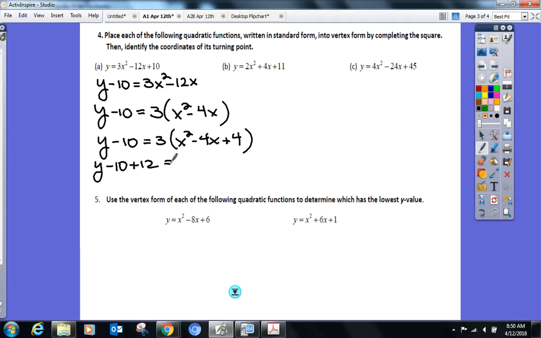So we okay on why this is a 12 and not a 4? I know this is painstakingly slow for some of you, but I want to make sure.